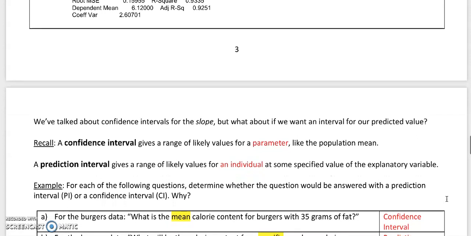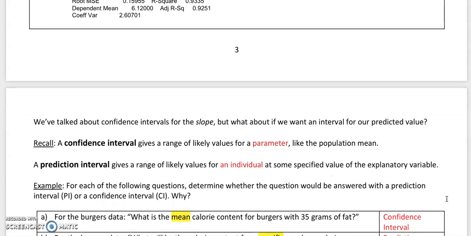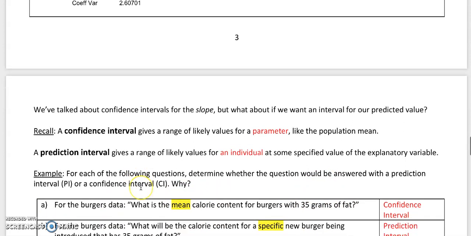So the first one says, what is the mean calorie content for burgers with 35 grams of fat? And I've got highlighted here that we would use a confidence interval because we're talking about the population mean for all burgers with 35 grams of fat. And so that word mean here is what's sort of our context that we're using.